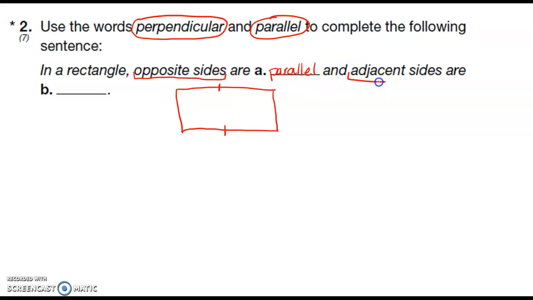Adjacent sides, this is a fancy math word for that they're touching. So that means, let me change colors here. That means like this line is adjacent to or touching this one and this one. So that's going to make a 90-degree angle, which means that they are perpendicular. Let's see if I can spell it right. There we go.